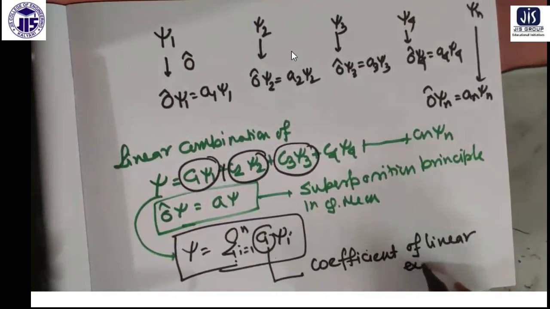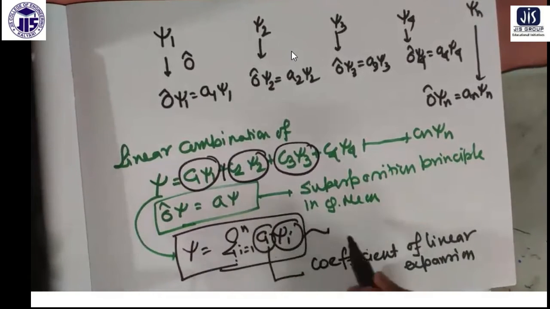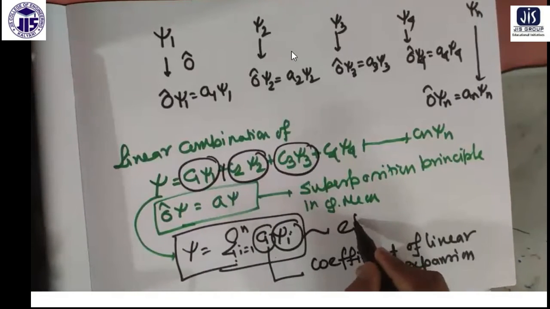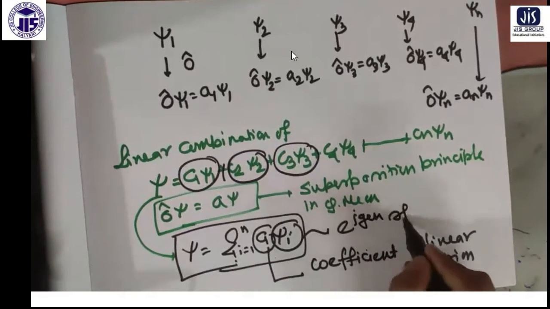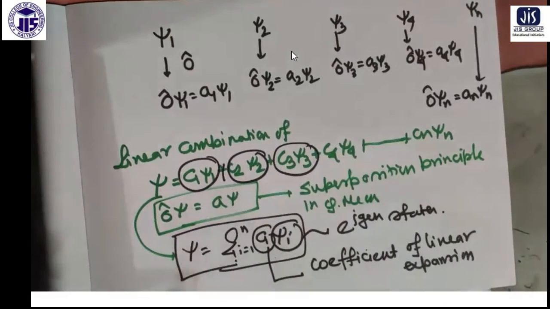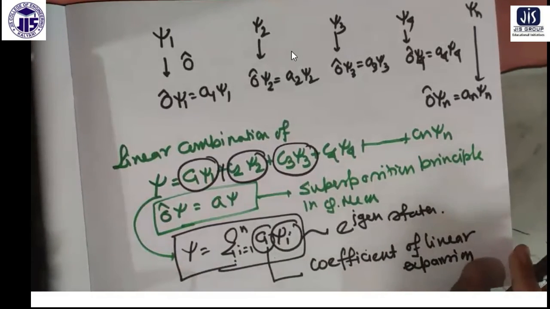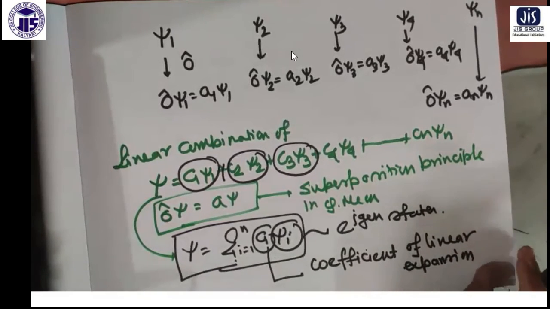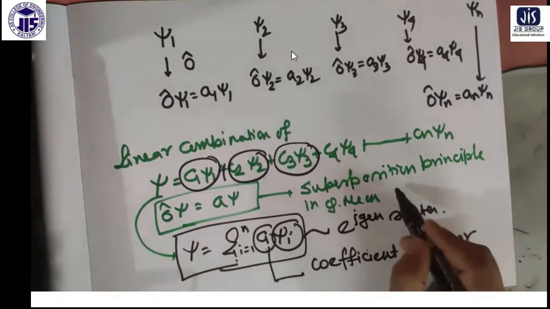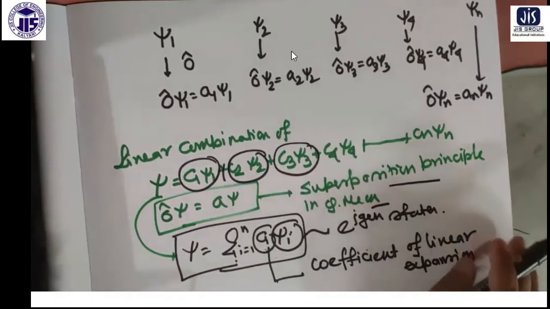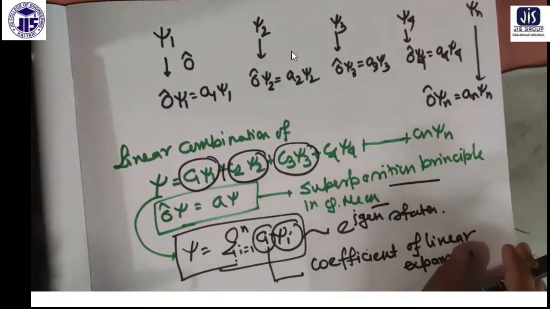This is called the coefficient of linear expansion, and psi i is the individual eigenfunction, or eigenstate, as they call it. Now in a real problem, this c_i is calculated from a very important concept. But before that, I have another job: to tell you the meaning and importance of the superposition principle.